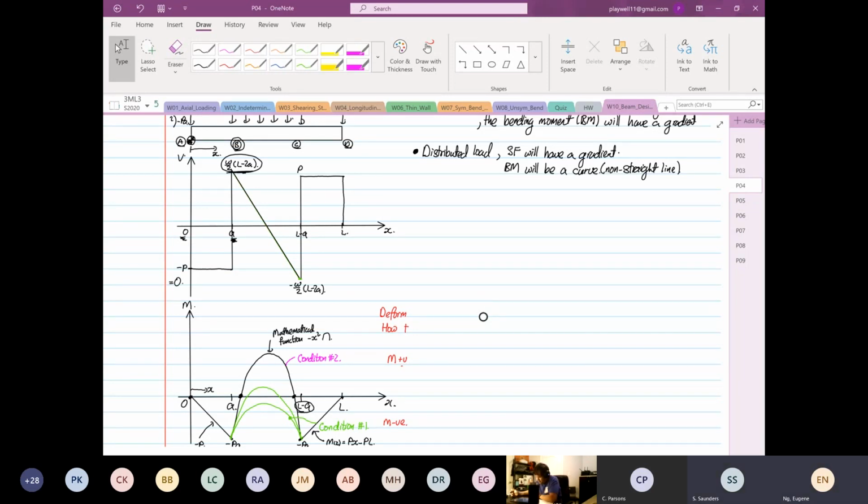Shear always goes to 0 at the ends. Okay. What else? Bending moment always goes to 0 at the ends. Not always. Okay, sometimes. What else?